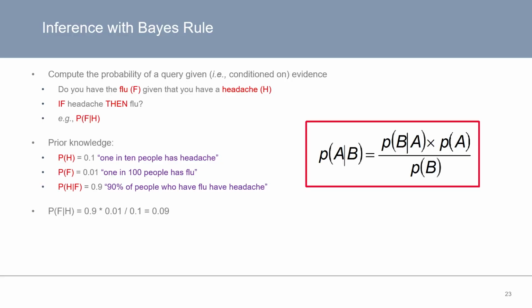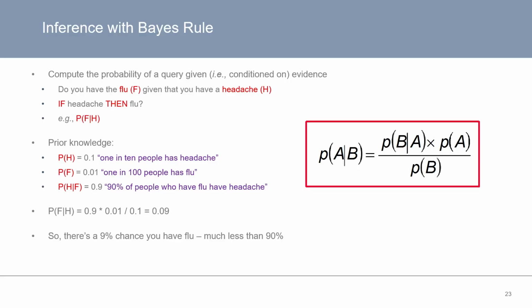Now we have to use the Bayes rule to calculate the probability of having the flu given that you have a headache. In this case, 0.9 comes from our conditional probability here, multiplied by the probability of having the flu alone, and this is all divided by the probability of having a headache alone, giving us a conditional probability of 0.09 or 9% of people. This tells us that if we know that someone has a headache, there's only a 9% chance that that headache indicates that you have a flu.